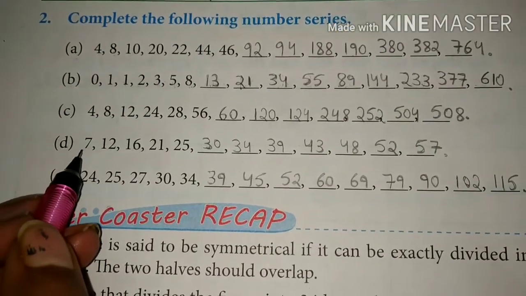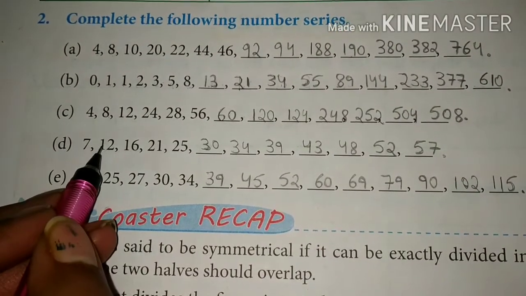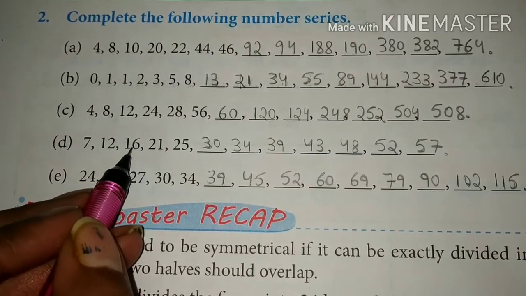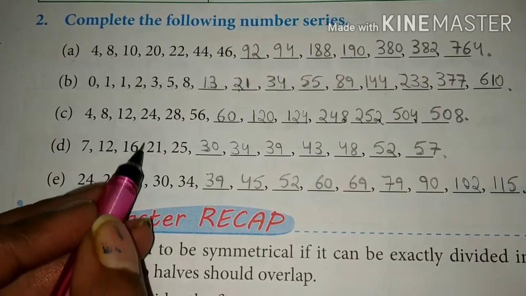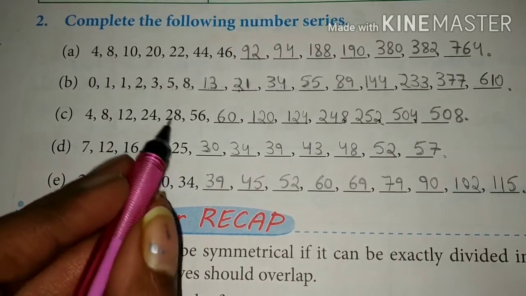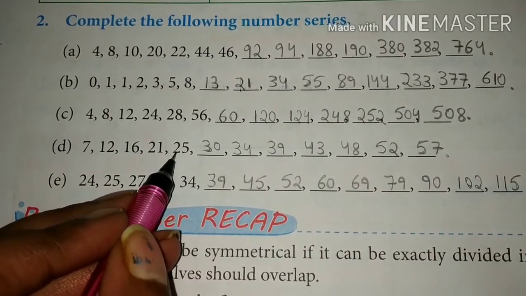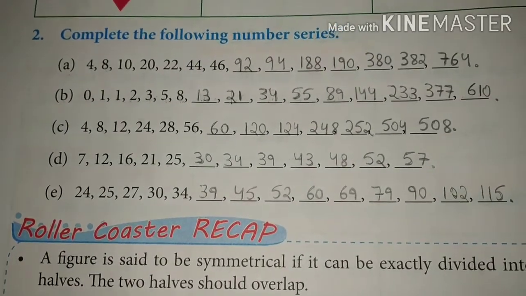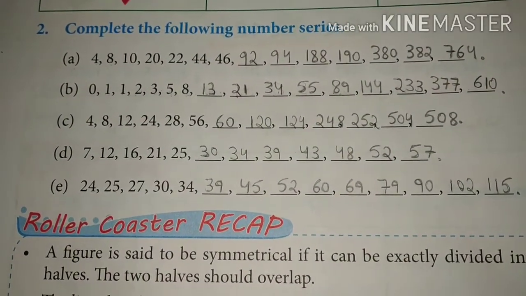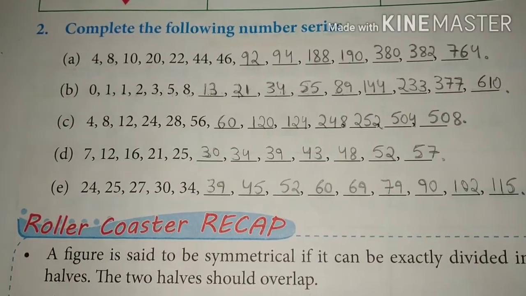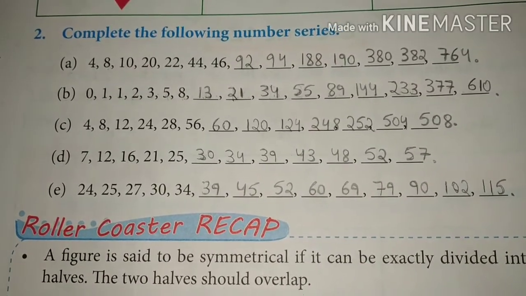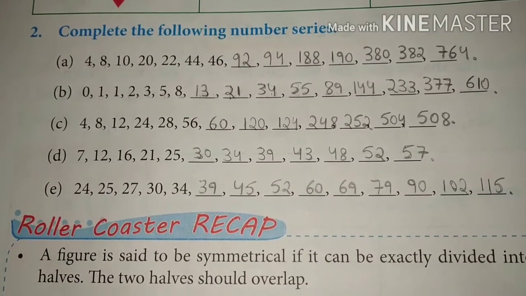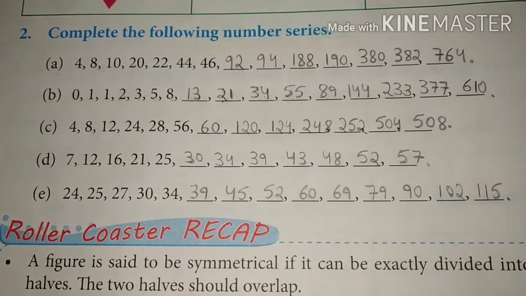So, 7 plus 5 is 12. 12 plus 4 is 16. 16 plus 5 is 21. 21 plus 4 is 25. So students, in this question, every time, firstly, we have to add 5 to the number and then we have to add 4 to the number. Like this, we will repeat the process.